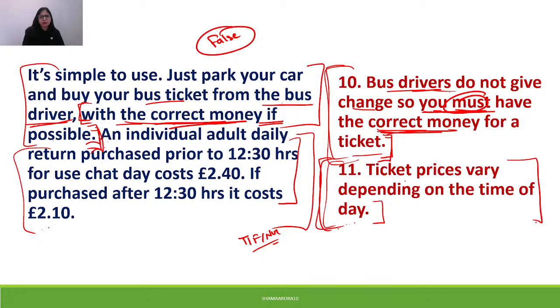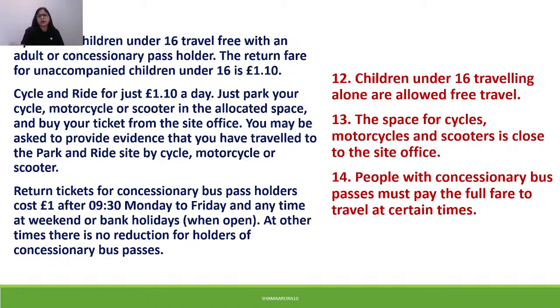Okay, so let me also read and understand from here. Ticket prices vary depending on the time of the day. And here it's written, an individual adult daily return purchased prior to 12:30 hours for use that day costs this much. If purchased after this particular hour, it costs this much. So yes, it varies. Yes, good. Deepak, it should be true now because it varies. So we are getting the same meaning here. The answer should be true in this case, right? Okay, let's do the next question now.